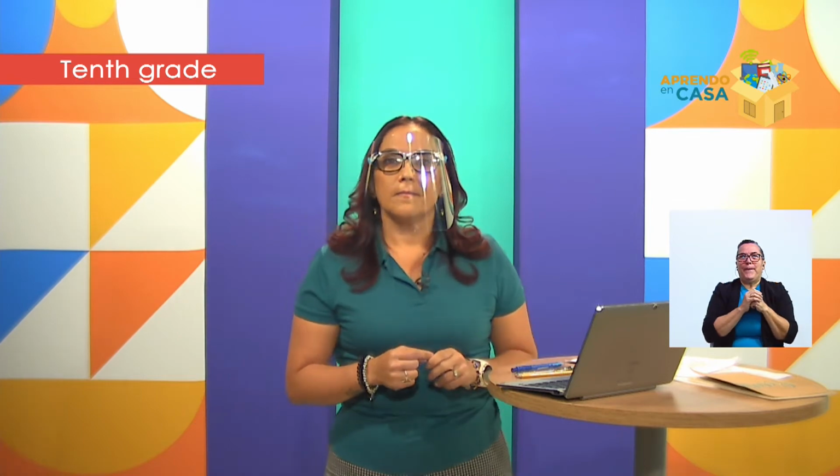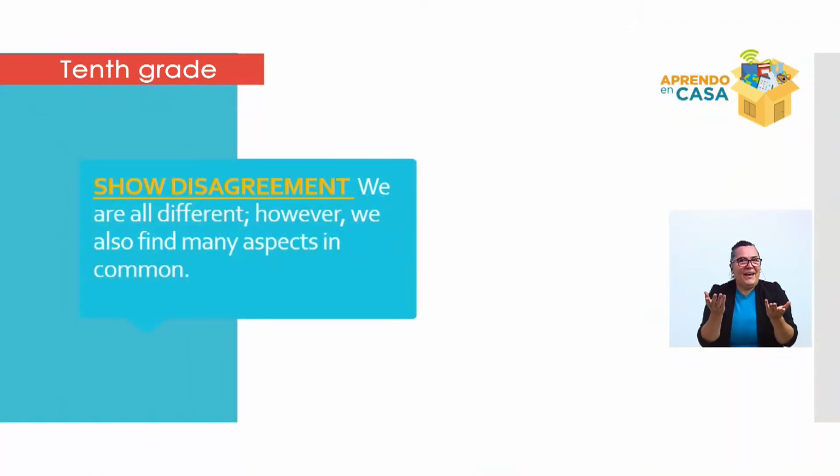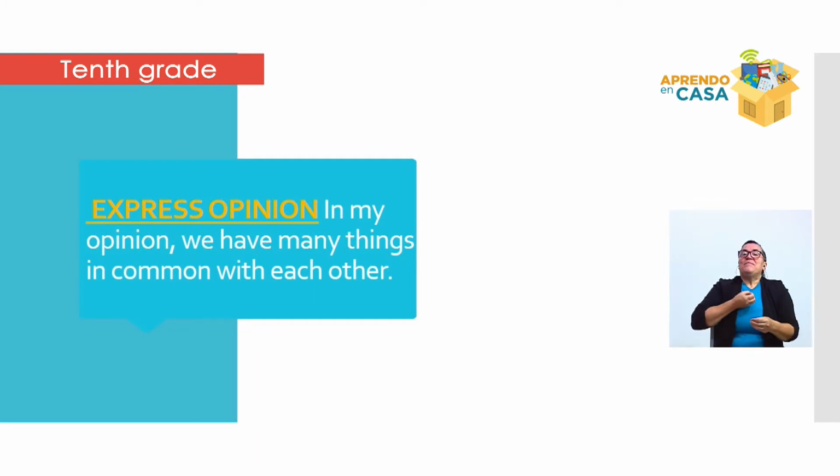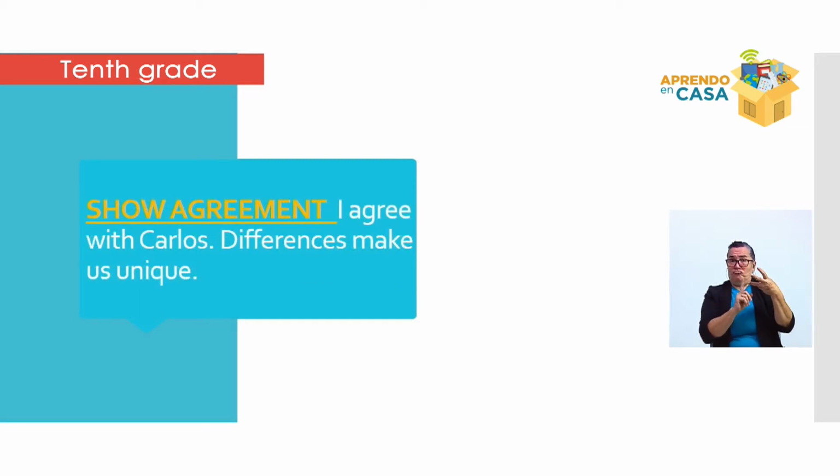Okay, let's see the pictures. Okay, so it says that the first one is show disagreement. Exactly, very good. That is the correct answer. Okay, now we have number 2, and it says that the number 2 is express opinion. Excellent, very good. That is the correct answer. Now you have number 3, and it says I agree with Carlos, that it shows agreement. Okay, very, very good. Excellent. You're doing a great job.